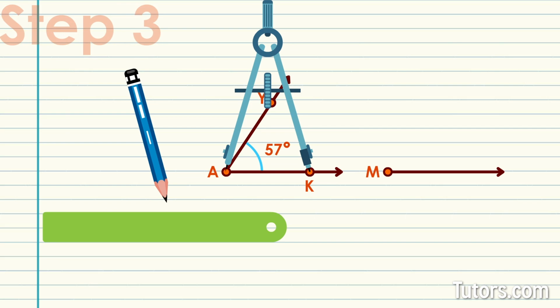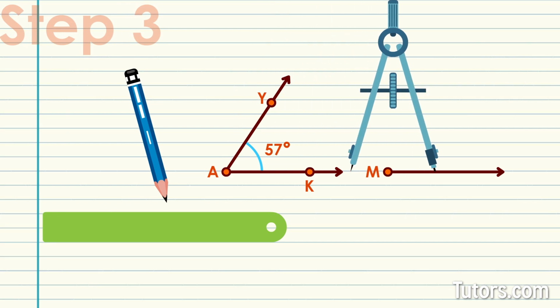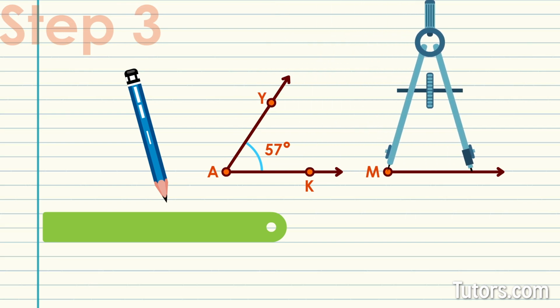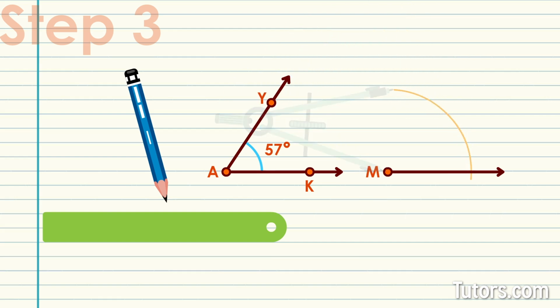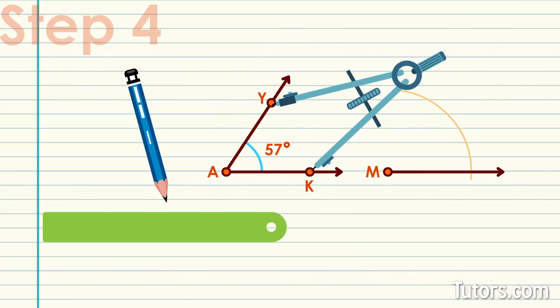Step 3. Without changing the compass, place the point of the compass on point M on your new drawing and swing an arc from point M up into the space above your new ray. Step 4. Move the compass point to a point on one ray of the original angle, then adjust the drawing compass so the pencil touches the other point. Here we put our compass on point K and reach point Y with it.